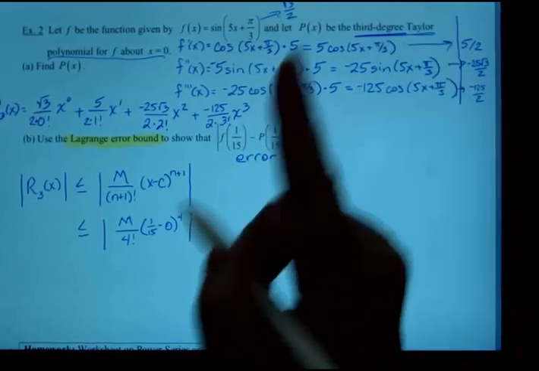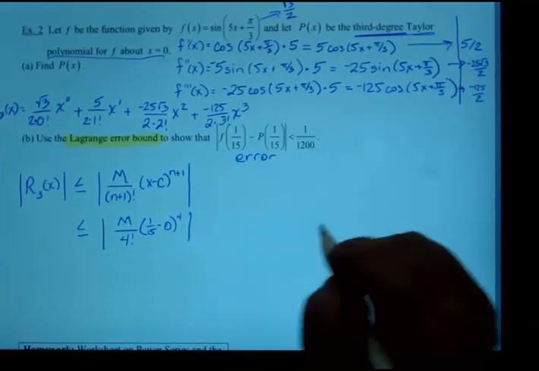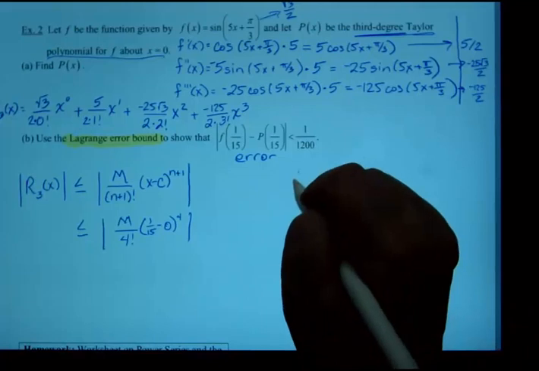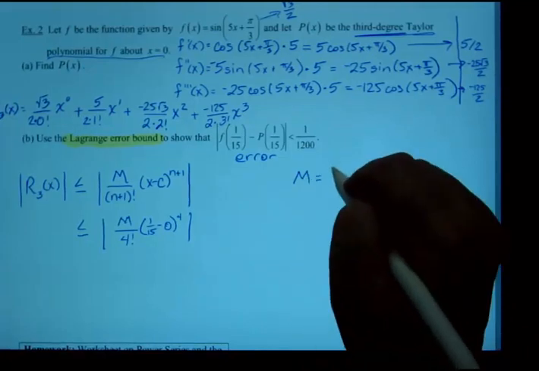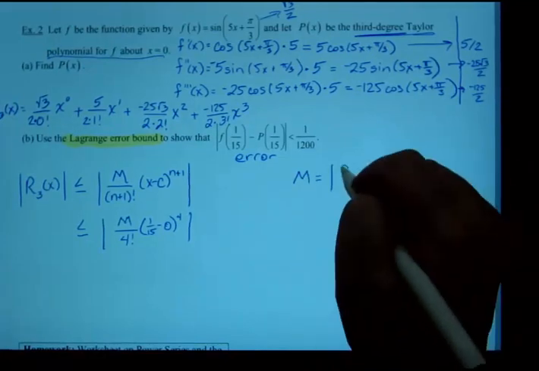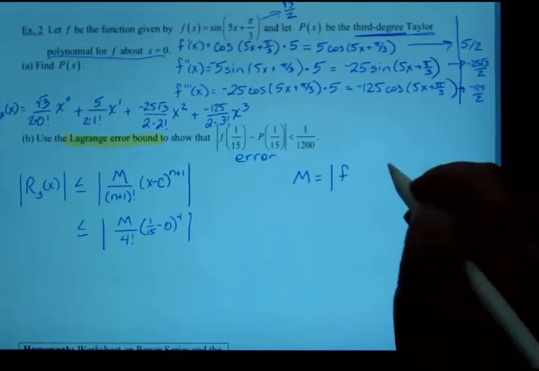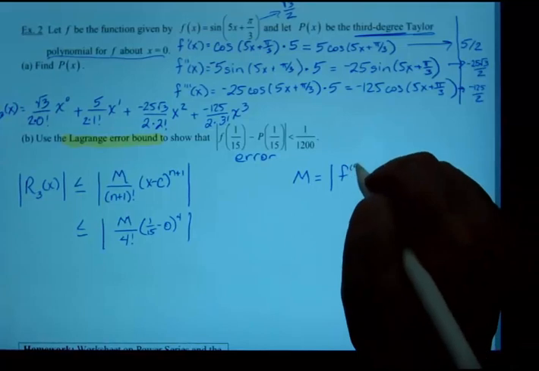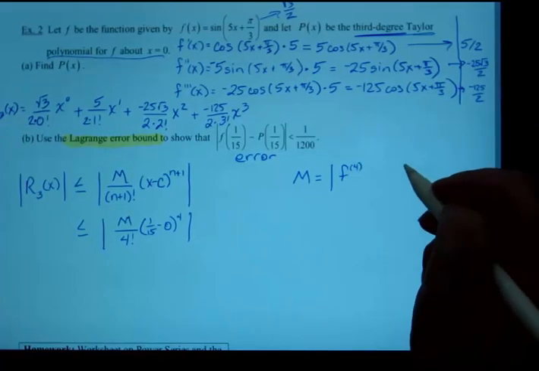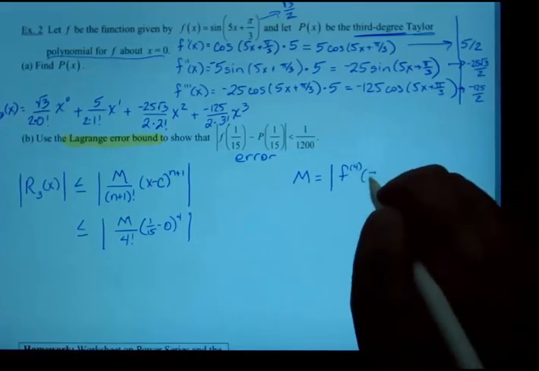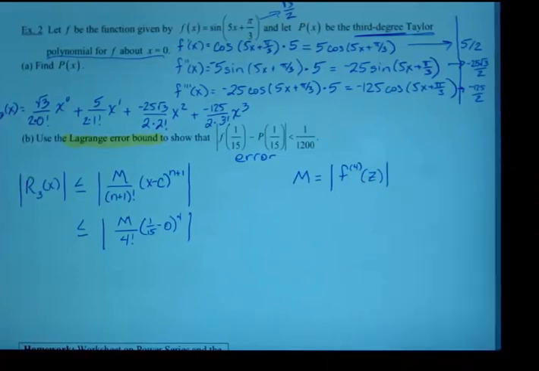All right, so let's go tackle m. M is the absolute value of the which derivative? The 4th derivative, because I've gone out 3 so far. It's always the next one of z. Okay, remember z is an unknown.